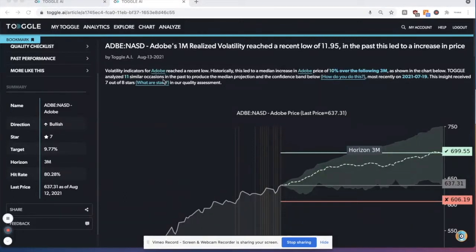The insight received 7 out of 8 stars, which means it met 7 out of our 8 conditions. We'll explain this in a minute, but for now, more stars is better.